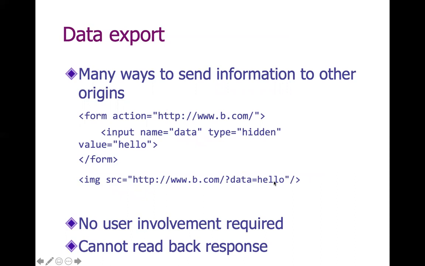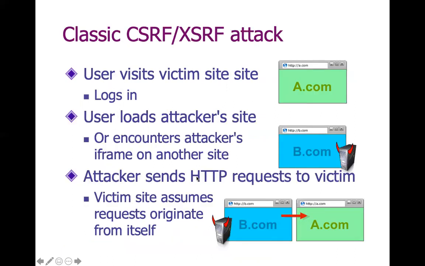So no user involvement is required. You just open the web page, and this data hello goes to b.com. Okay. And it's going to go with all of the cookies that you have with b.com that are stored on your browser. Okay. So the classic cross-site request forgery attack is a summary of just what I told you right now.